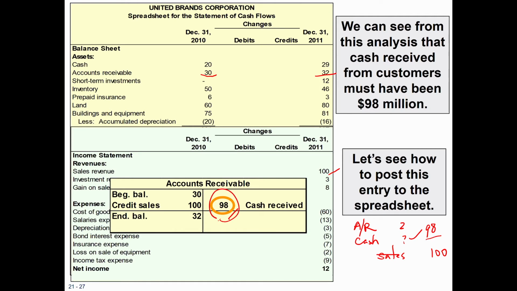So there are two approaches. One is to use a T account to figure out 98. Another approach, we write the summary journals to figure out this 98. Okay, the cash receipts. And then we're gonna go to this spreadsheet to fill it out like this.